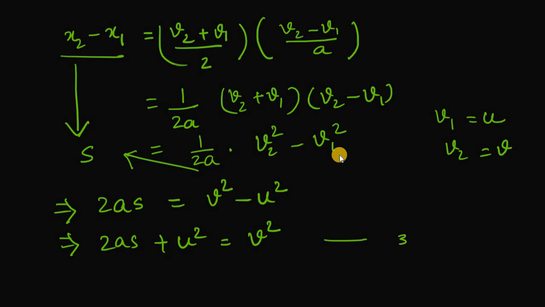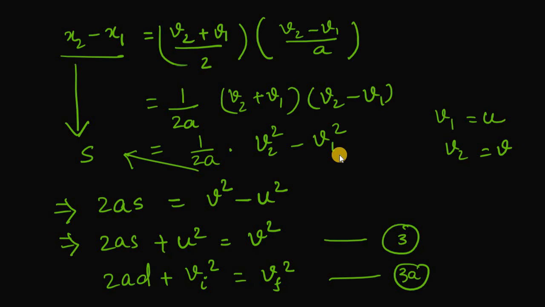This is the third equation we derived from the position-velocity relation. Now in some curriculums it is written as 2ad plus Vi square equals Vf square. This is the same thing, just written in a different format.